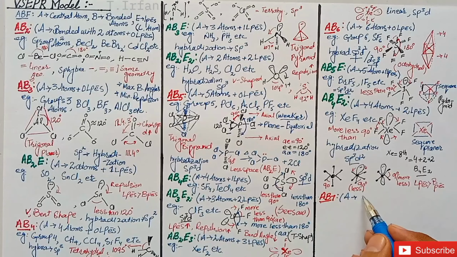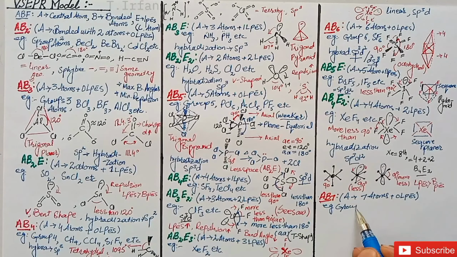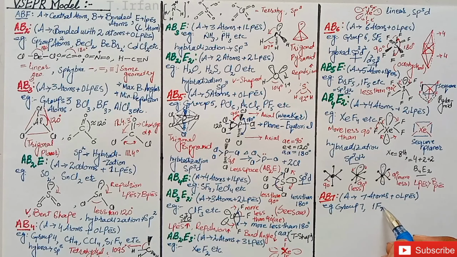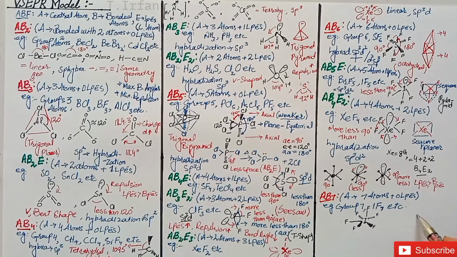AB7 system. Here is a central atom which is bonded with 7 other atoms and having 0 lone pair electrons. For example, molecules of the group 7 elements like IF7 form this system. This is IF7 molecule. Here iodine is the central atom which is bonded with 7 other atoms and has 0 lone pair electrons. And the geometry of this system or this molecule is pentagonal bipyramid. As this molecule forms pentagonal shape and 2 pyramids.